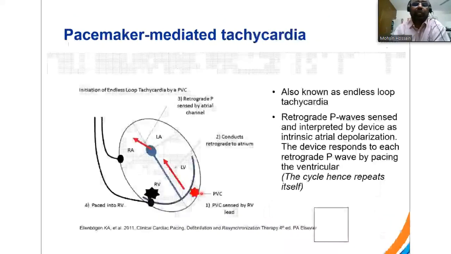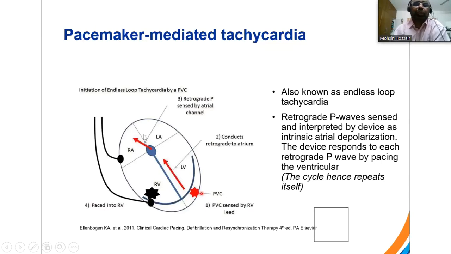How does it happen? We can see here, when there is a PVC, it is also known as endless loop tachycardia. The retrograde P wave is sensed by the device as an intrinsic atrial depolarization, and the device responds to each retrograde P wave by pacing the ventricle. Here you can see, this is the PVC, it goes to the ventricle, and when VA conduction is present, in that case, pacemaker mediated tachycardia can happen.